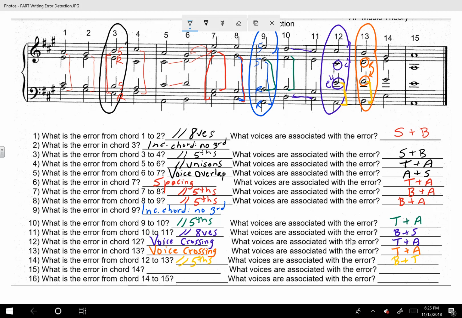Number 15. What is the error in chord 14? The error is voice crossing associated with the tenor and the alto. Here's chord 14. And the tenors are singing a note that's higher than the alto. They're singing actually the same note as the sopranos. So that's voice crossing, and that is forbidden.